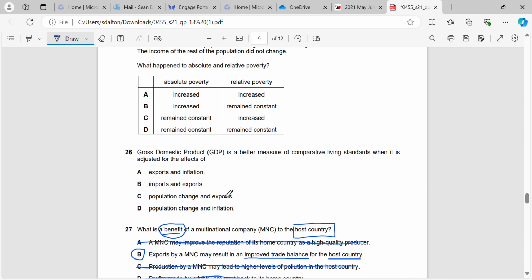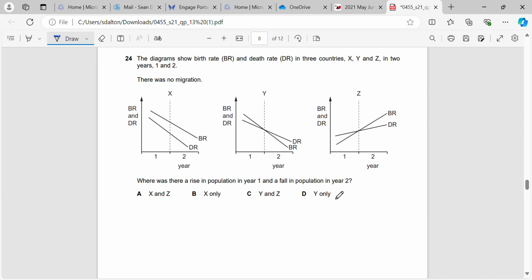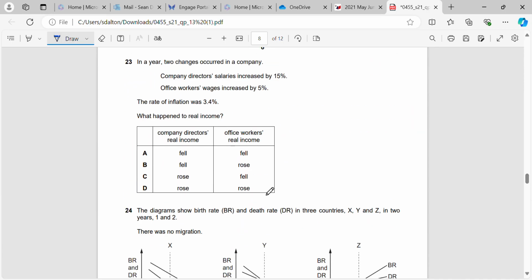Okay, 26 to 21 are the same. They are all from question paper 11. So again, I'll circle the correct answers and you can just go back and take a look at the full explanations on May-June 2021 question paper 11 video.